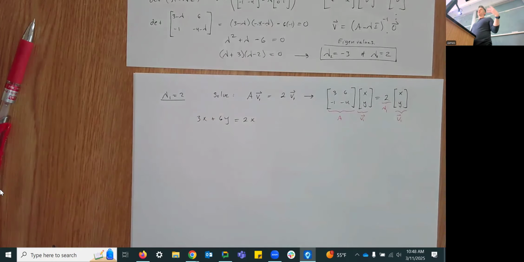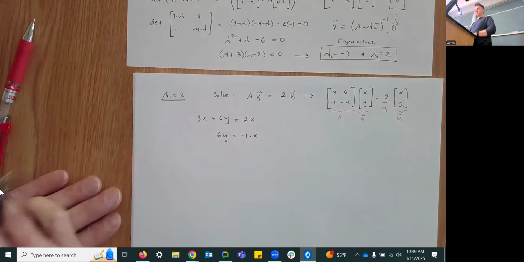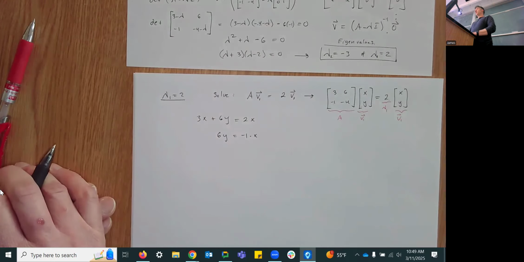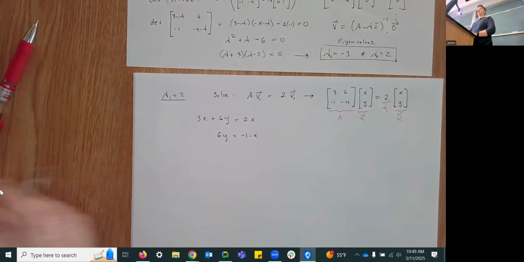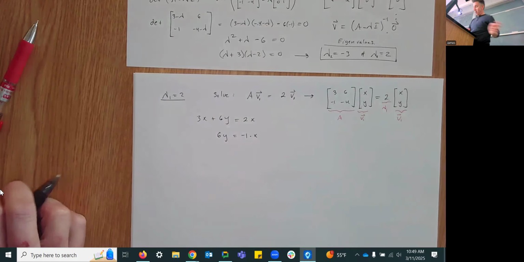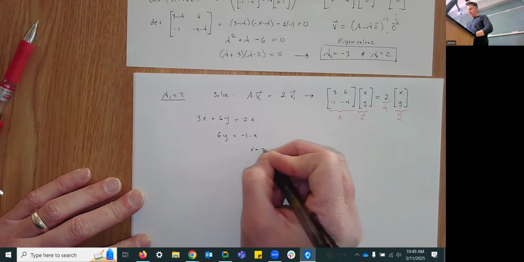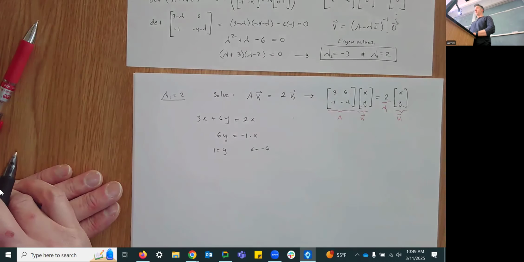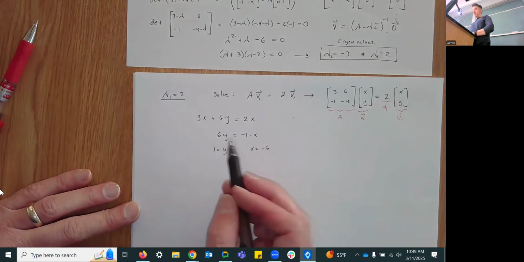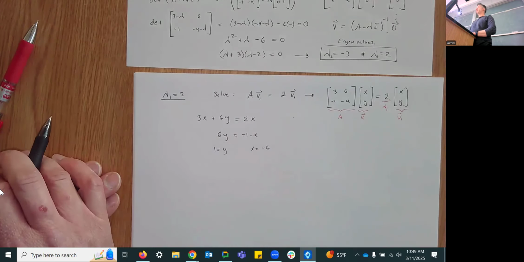Isolate your variables, or bring all the x's to one side, all the y's to the other side. So I'm going to say, great, 6y equals negative 1 times x. And then literally pick any numbers for x and y, except for 0 and 0, and solve this equation. I'm going to make the same choice I already made. I'm going to pick x equal to negative 6 and y equal to positive 1. That solves that equation, right? If y is 1 and x is negative 6, 6 times 1 equals negative 1 times negative 6. There are lots of other choices we could have made.